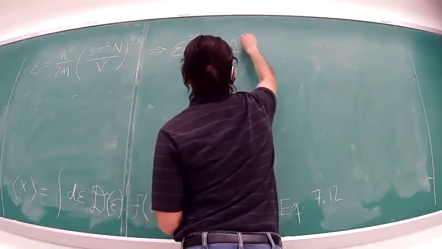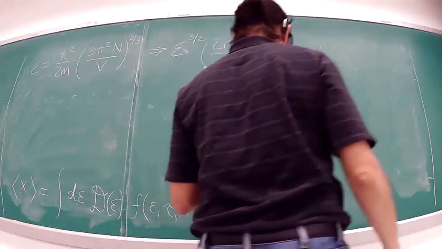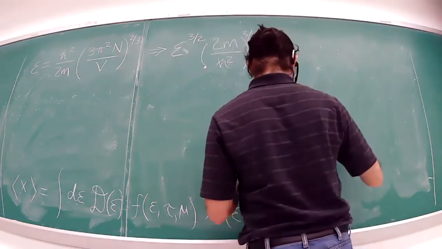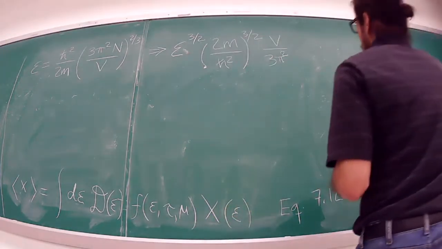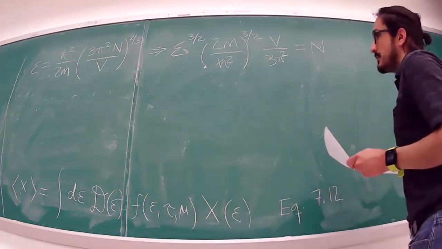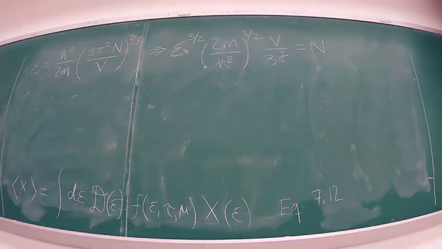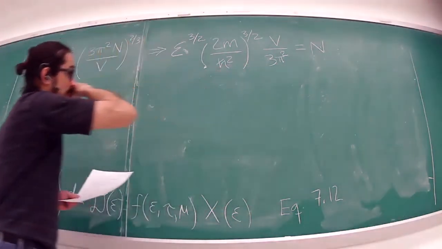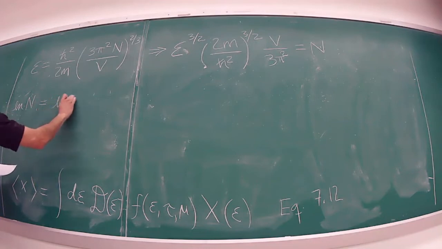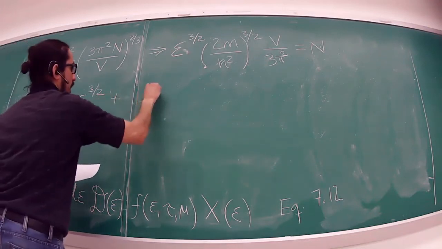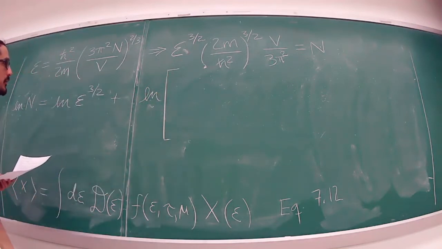m over ħ squared, to the 3/2, volume over 3π squared, is equal to n. So we just solved for n from the energy equation. So then if we take the natural log on both sides, we get natural log of n is equal to the natural log of E to the 3/2, plus the natural log of everything else.